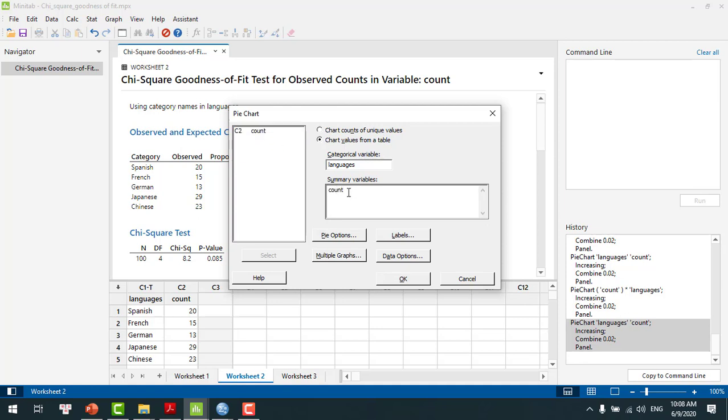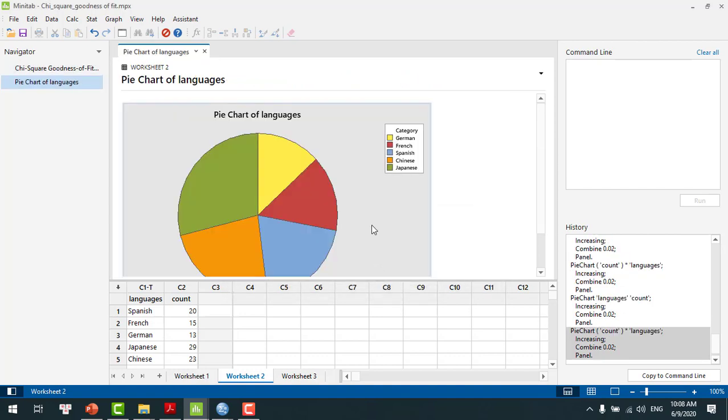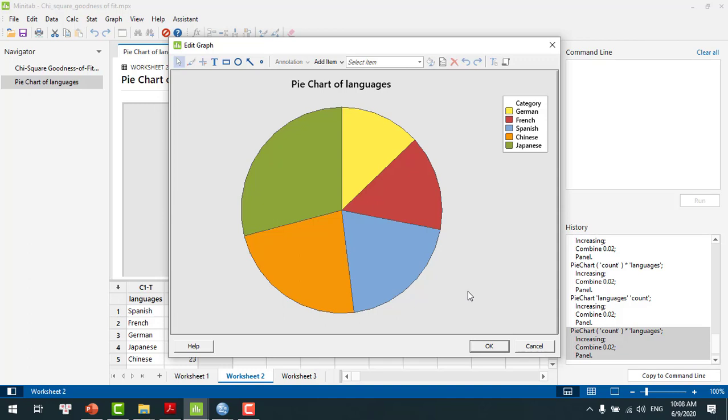Okay, so the summary variables is going to give us the number. So we go to chart values from a table, categorical values, we enter our categorical variable, and then we enter the count that we had for that. We click OK. So notice that we get our chart here, okay? And notice that the slices are different in sizes, okay? So some are big, some are small, so we can see here the Japanese is the one that is going to be the largest, and then the German is the one that is going to be the smallest. So this is a good little window to have here that tells us which language.